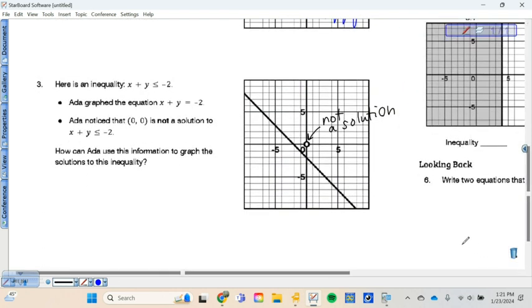Okay, and then this last one. So we know that 0, 0 is not a solution. So how can I use that information to tell me what side to shade? So 0, 0 is not a solution. So how does knowing that tell me what side to shade?